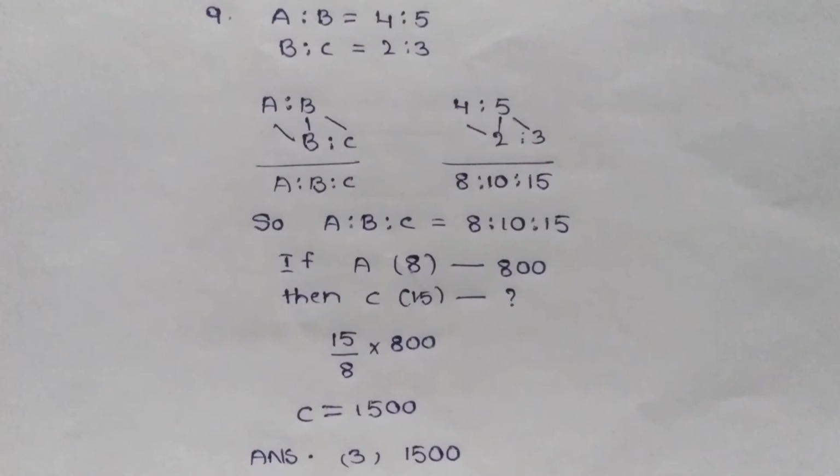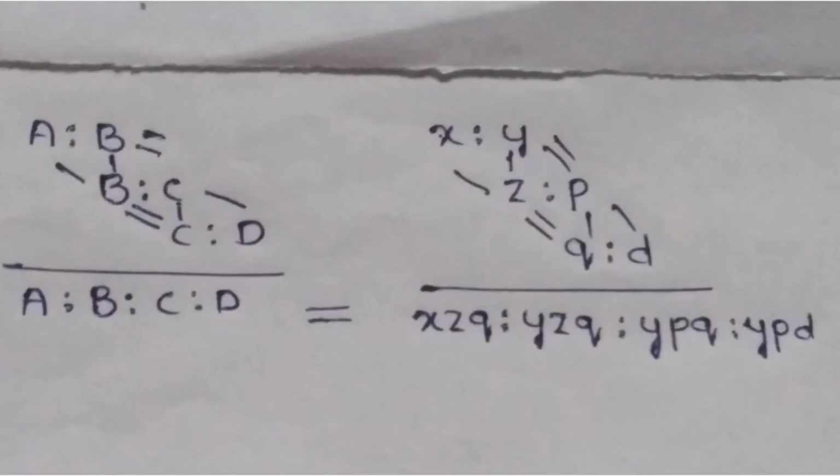In case you have three ratios, that is A is to B, B is to C and C is to D, and you are supposed to find out A is to B is to C is to D, then you have to follow the same process. That is, first write the value of A is to B, and below B write the value of B is to C. After that, below C write the value of C is to D. So multiply with the values as I have done above, and you will get A is to B is to C is to D.